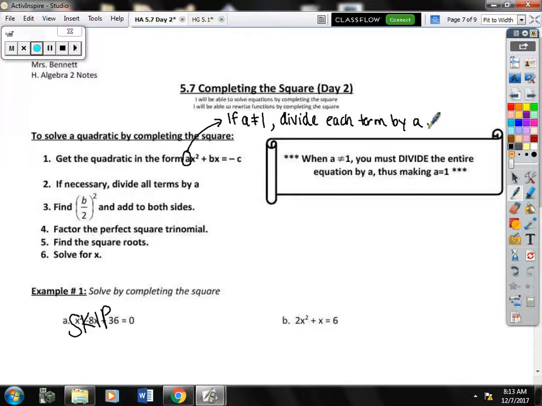Okay, but the b divided by 2 squared formula only works when a is 1. So we have to make a become 1 before we can use that process. Otherwise it won't create a perfect square trinomial because 2 is not a perfect square.